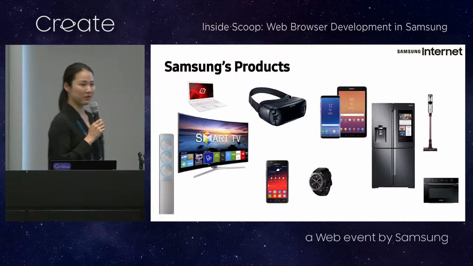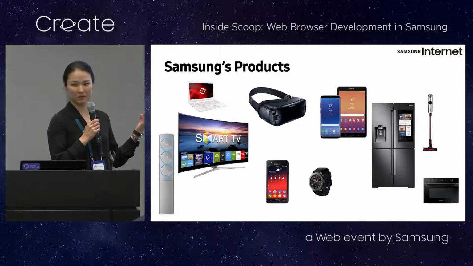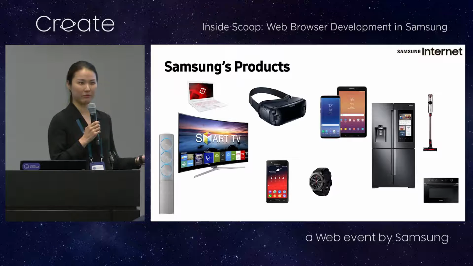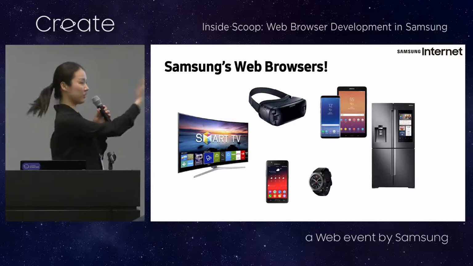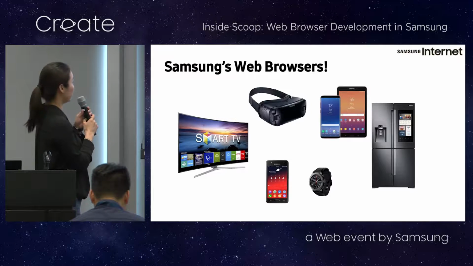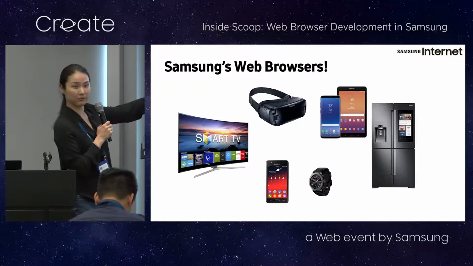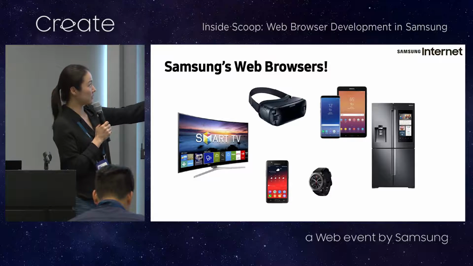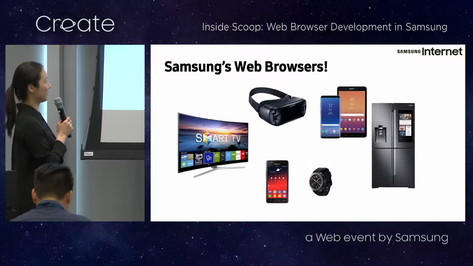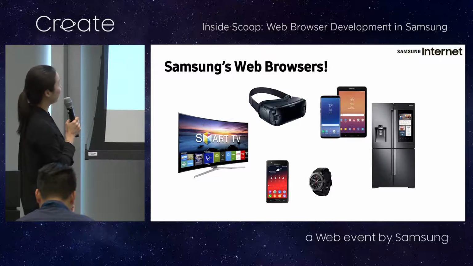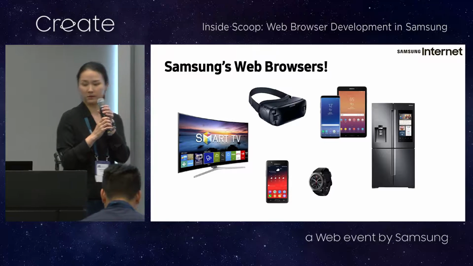And probably when you think about a web browser, you will think about browsers on desktops or your laptops or your mobile phones or tablets. But actually, Samsung has browsers on all these products. So we have Tizen browsers on smart TV, Tizen phones, and smartwatches, and even on refrigerators like Family Hub. And for our Android devices and Gear VR, we have Android browsers.